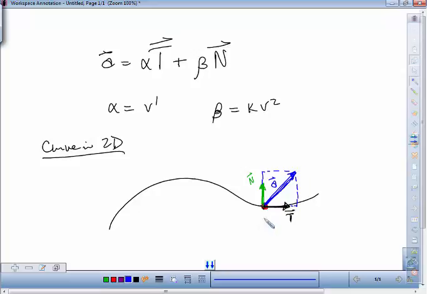So we know that they're unit length, so we know that this distance over here, if you were to project A onto the tangent vector, that's going to be of length alpha, which is equal to the derivative of the speed. And then this length over here is going to be the curvature times the speed squared.